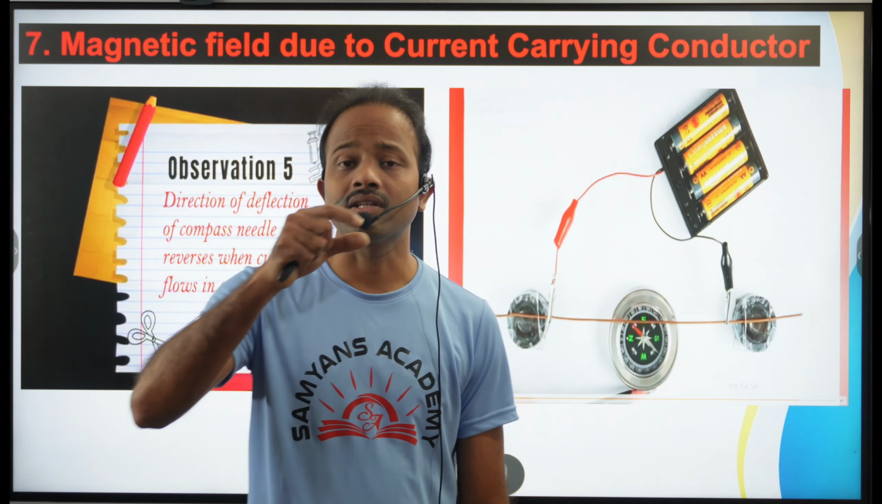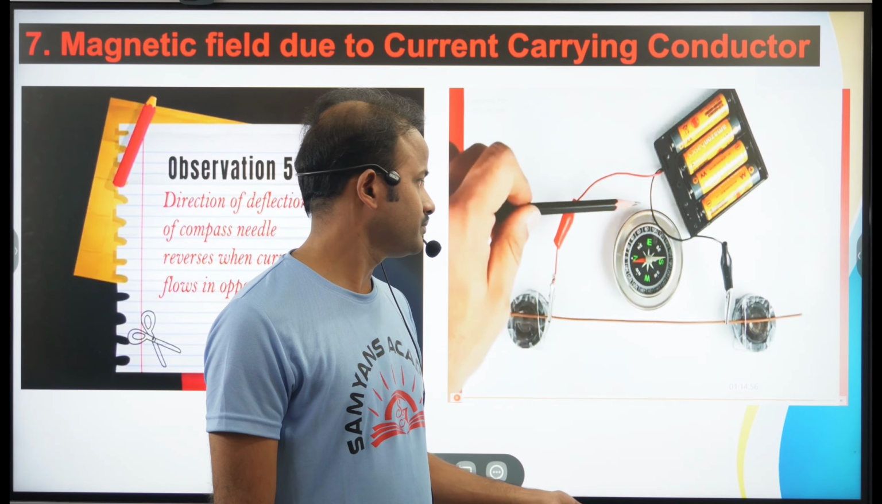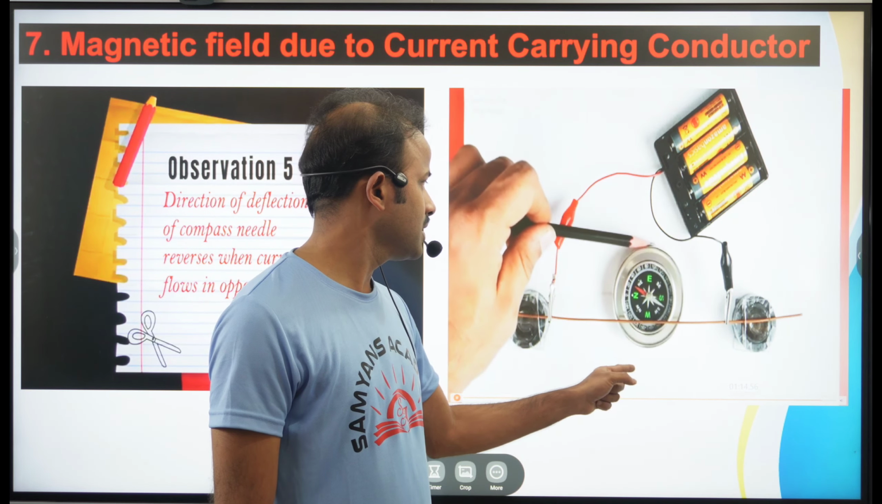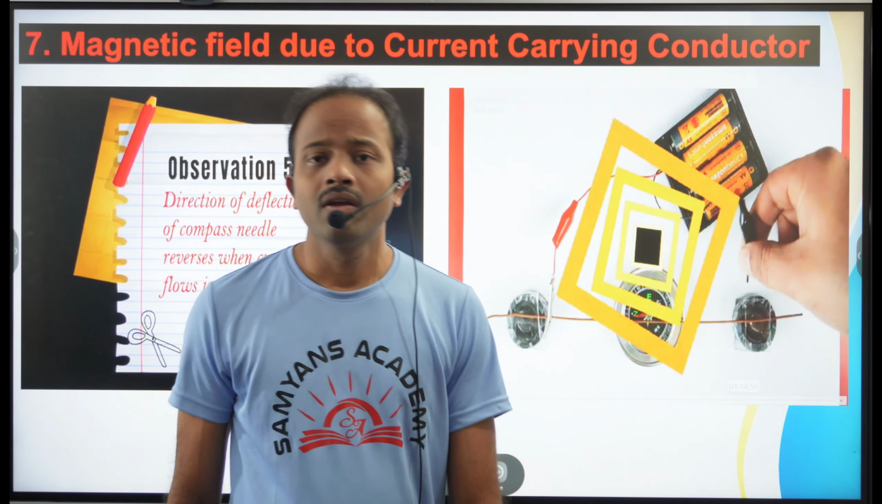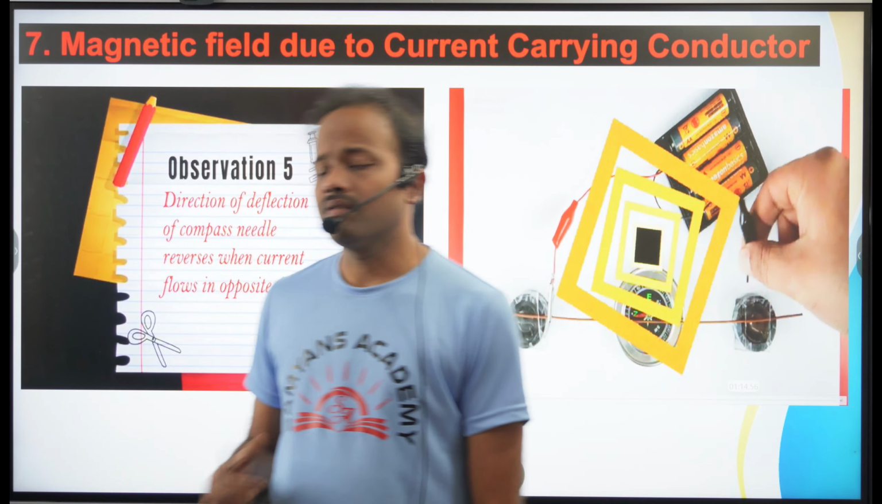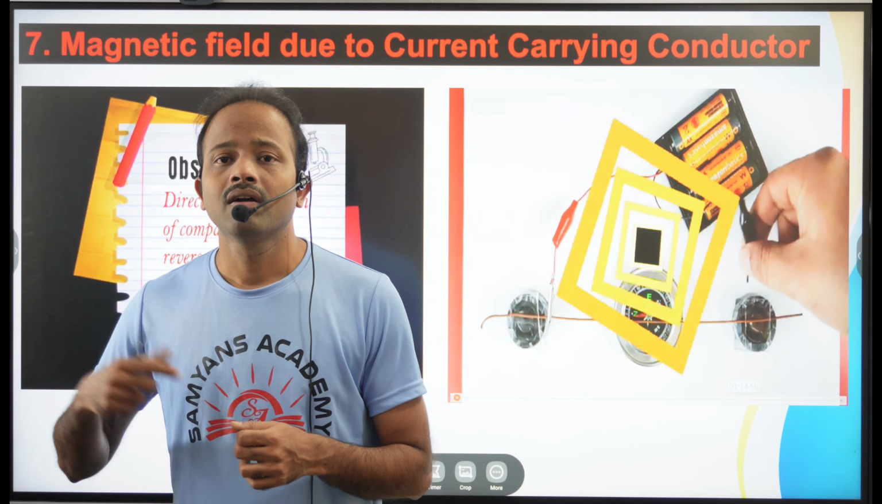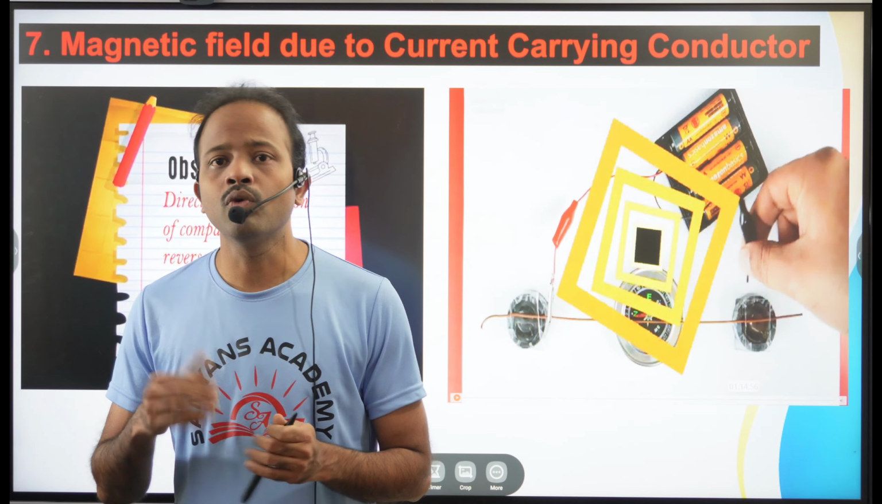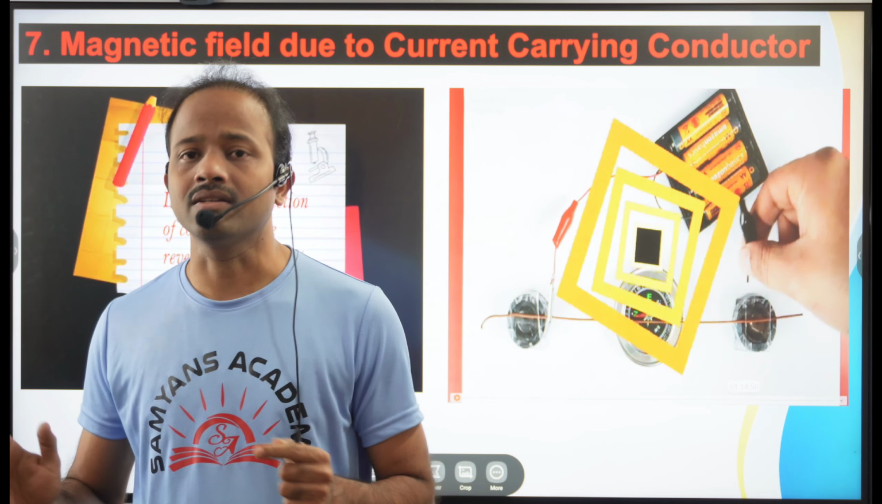The angle of deflection decreases when you take it away from the current carrying conductor. Now when you come nearer to this, the deflection shows more here, right? So from this activity we confirm that the magnetic field strength is more at the current carrying conductor. When you move away from the current carrying conductor, the magnetic field strength decreases.